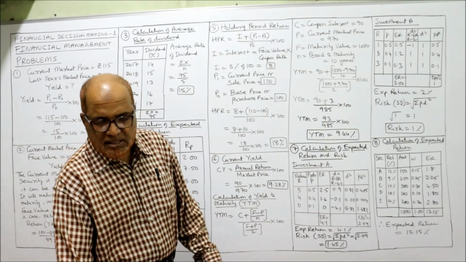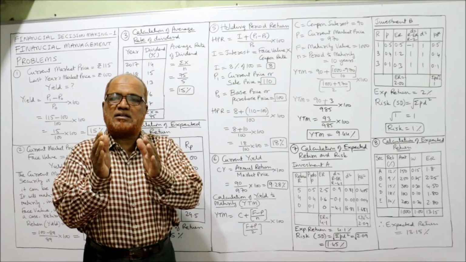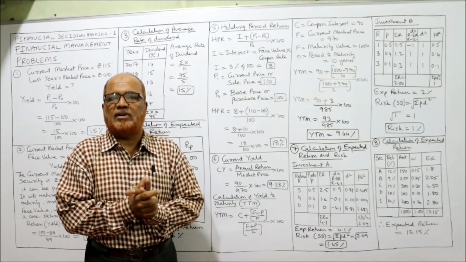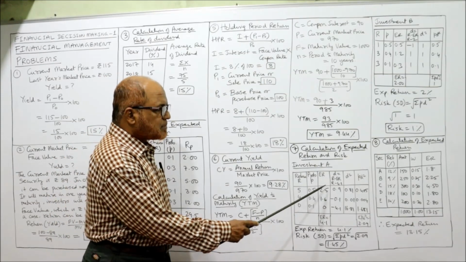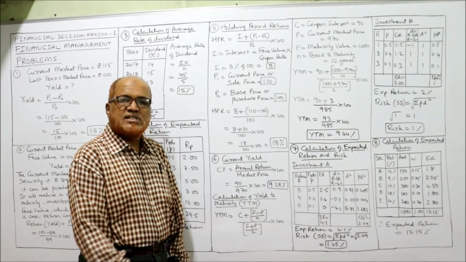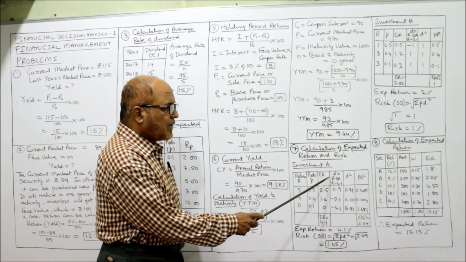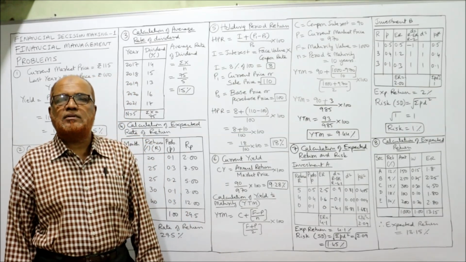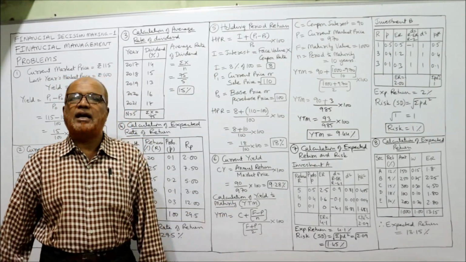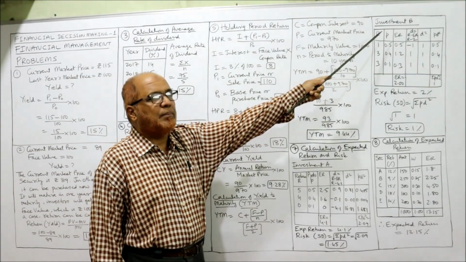That's all. This is the first problem in which we have calculated the expected return and standard deviation. The first three columns gave us expected return. Then for standard deviation, that is risk, we need D value, D square value, PD square. Totally 6 columns. So we have completed investment A. Similarly, we have to do the calculations for investment B.